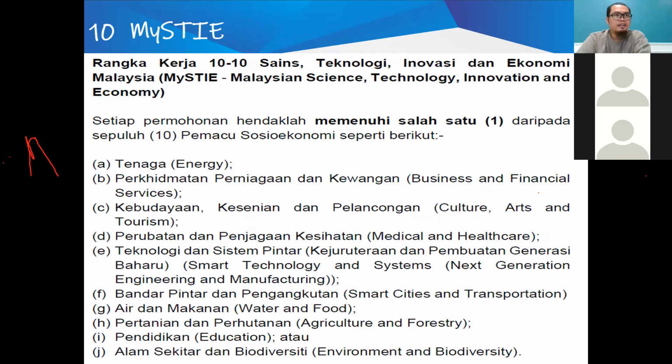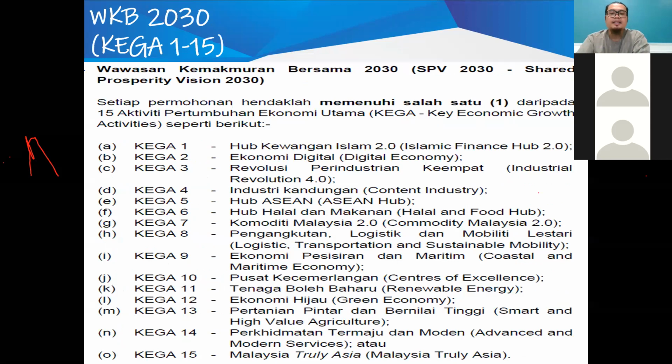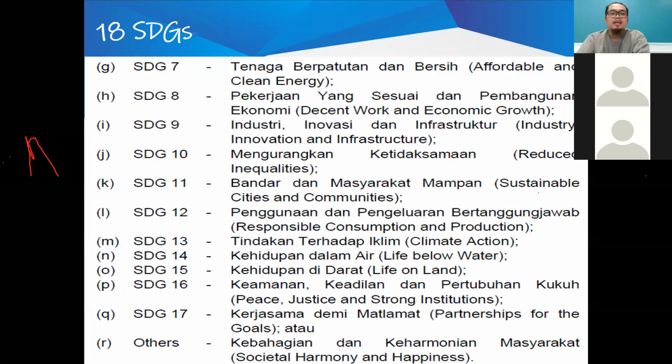We have another one in Malaysia: first WKB and the Shared Prosperity Vision, and then 10-10 MySIDE. Your study should contribute to social economics, energy, business and financial services, culture and arts tourism, medical healthcare, smart technology and systems, next generation engineering and manufacturing, smart city and transportation, water and food, agriculture and forestry, education, environment and biodiversity. So in Malaysia, we have 10-10 MySIDE, 15 KEGA under the Key Economic Growth Activities, and then we have 17 SDGs plus others.